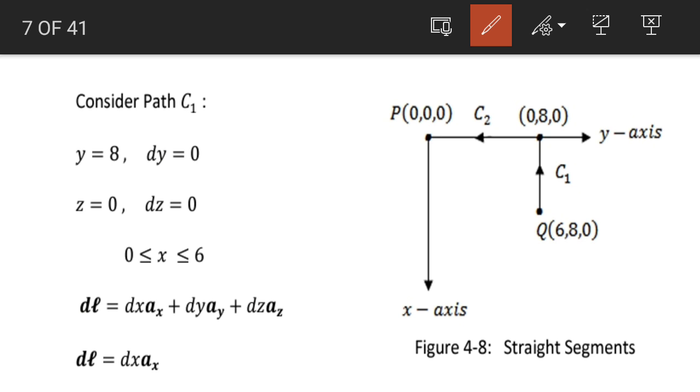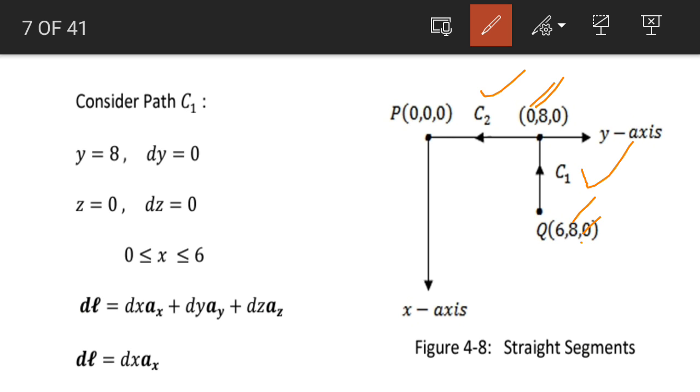So we consider C1, the first straight segment, and basically we will move the charge from (6, 8, 0) to (0, 8, 0), and then from (0, 8, 0) to (0, 0, 0). So we have got two straight segments, C1 and C2. Let us consider path C1. If you consider path C1, y is 8, right? So y is not changing, y is 8. As y is 8, definitely dy will be equal to 0.